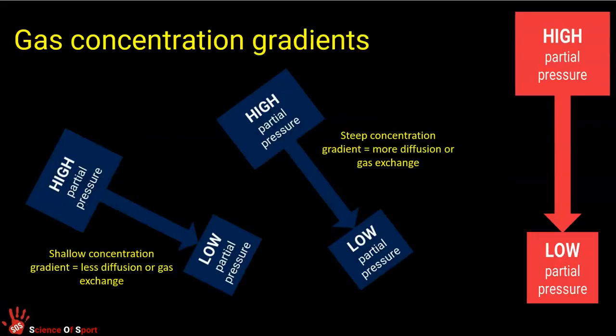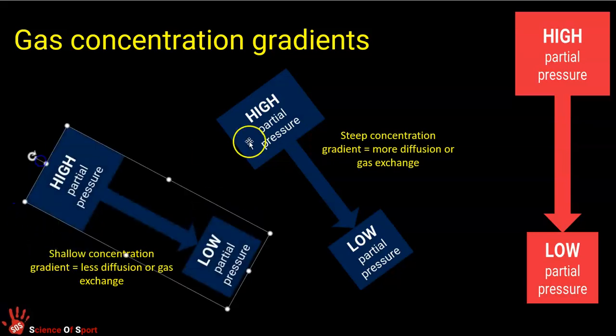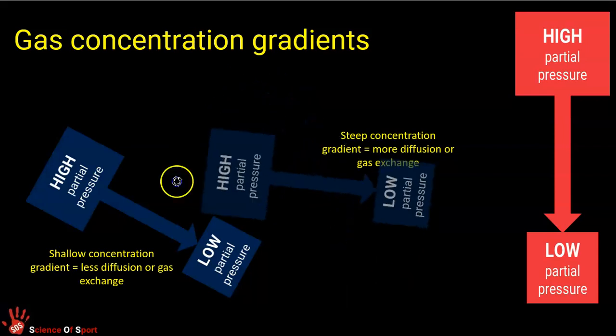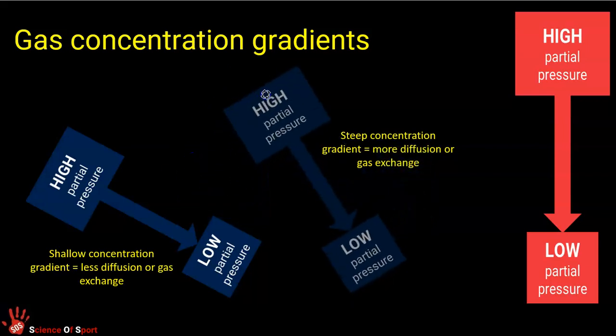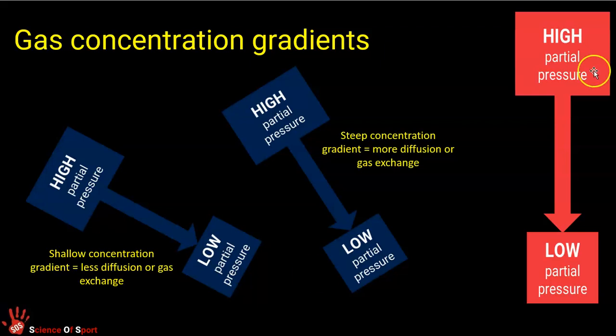Just to show you the two different sizes of gradient, let's say here's a high to a low, it's a relatively shallow gradient because the high isn't much higher than the low. And if it's a shallow gradient, not much gas will need to diffuse until it's equal. This shows a steeper concentration gradient. The higher is much higher than the low, so more gas will diffuse down that gradient until it's equal. So the steepness of the gradient, the size of the difference, determines how much gas moves. Okay, but the principle behind it is things move from a high to a low pressure.